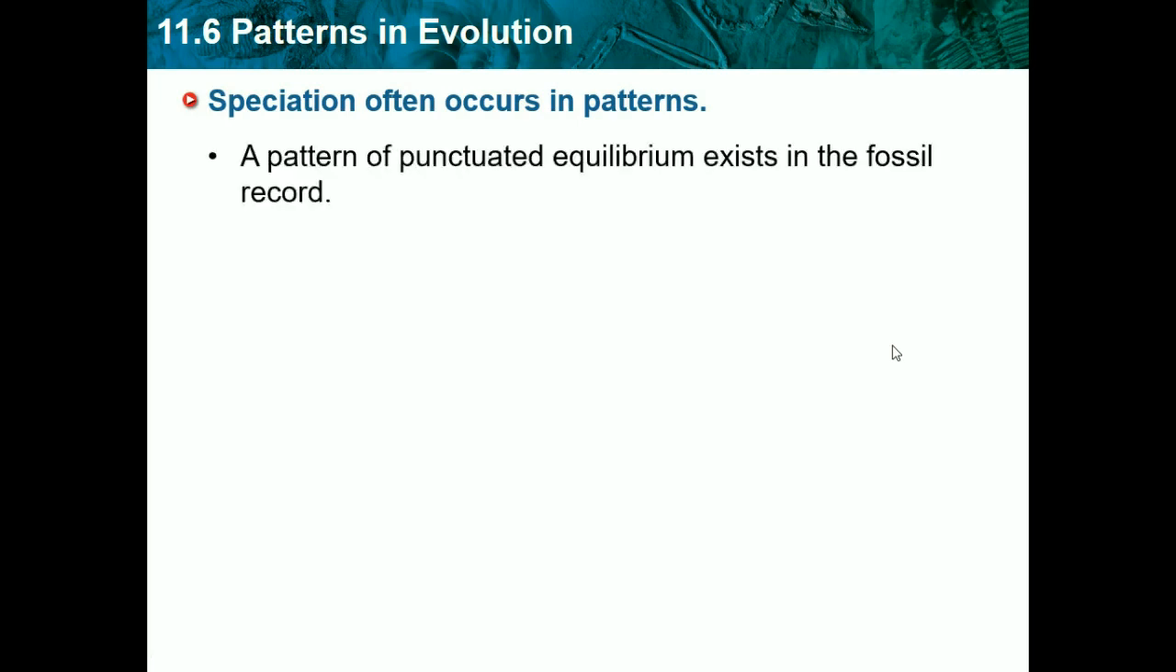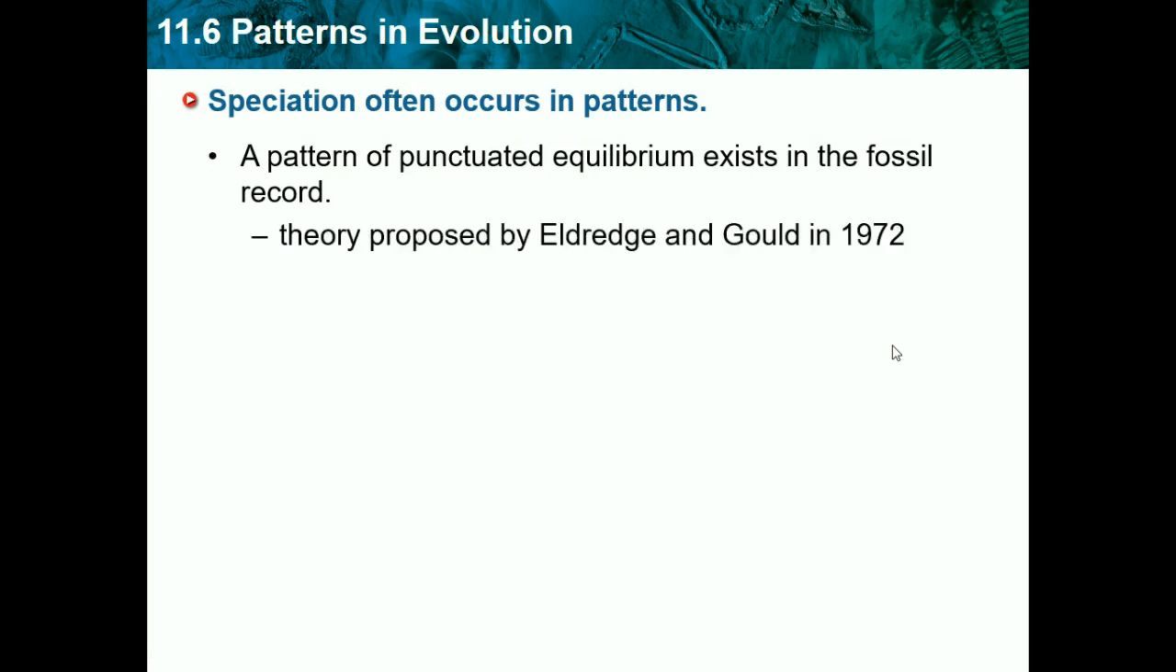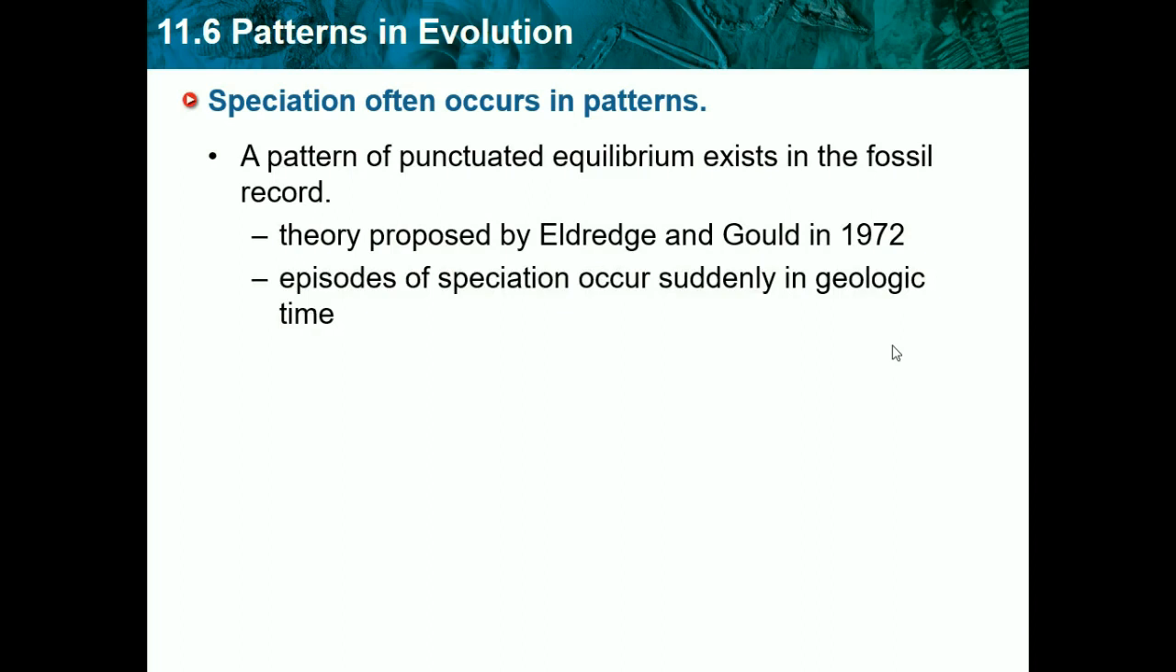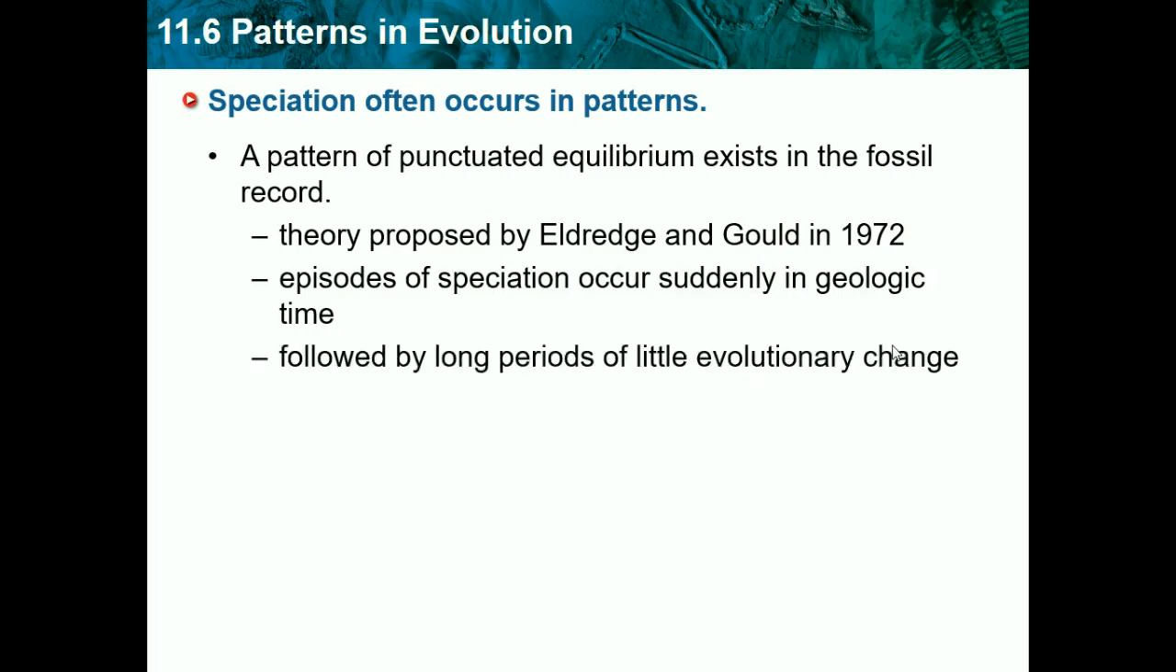Speciation often occurs in patterns. A pattern of punctuated equilibrium exists in the fossil record. Theory proposed by Eldredge and Gould. We don't need to know this. Episodes of speciation occur suddenly in geologic time, followed by long periods of little evolutionary change. So basically species will evolve and then for a long time they won't change that much because they're already adapted to the environment, and then the environment will change and then the species will change again.